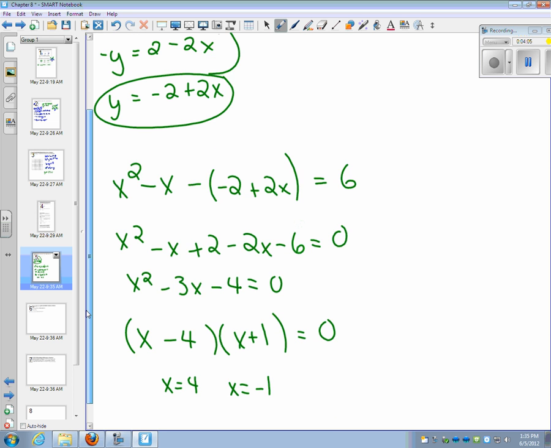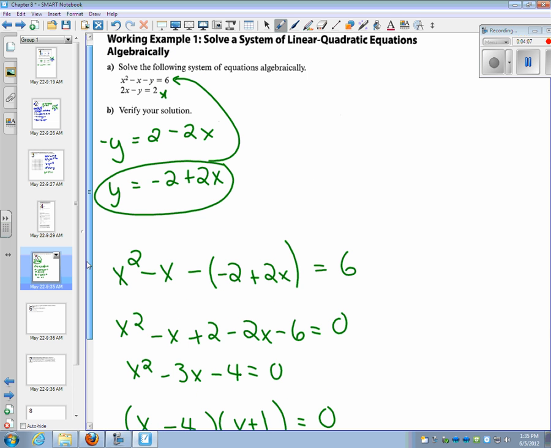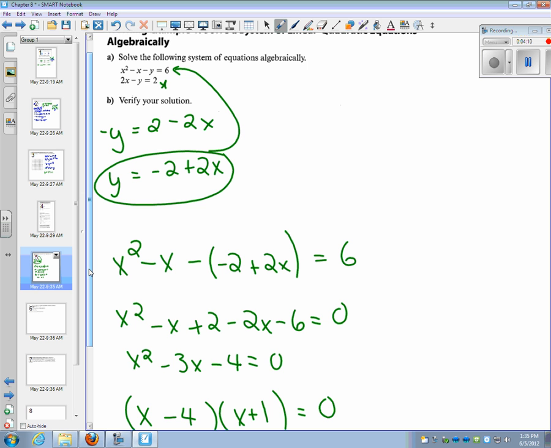Now what I must do is plug these numbers in to get my y value. So let's try x equals 4 first. So 2 times 4 minus y is equal to 2. 8 minus y is equal to 2. y is equal to 6, because 8 minus 6 equals 2. So our first solution was 4 and 6.